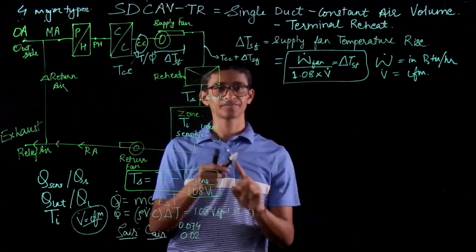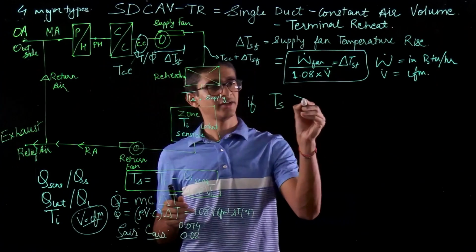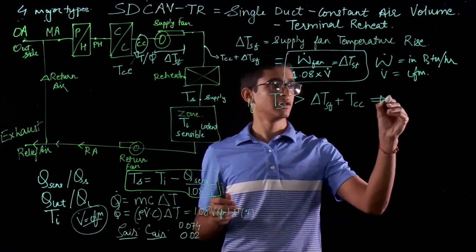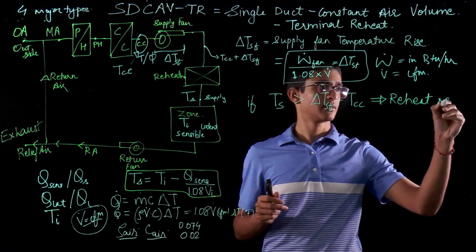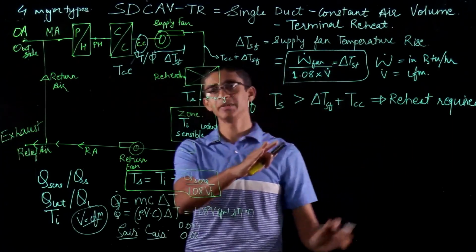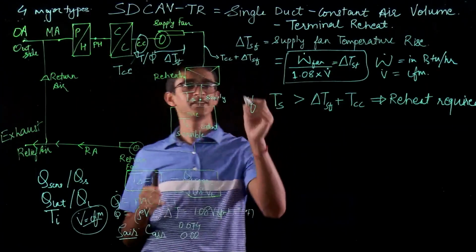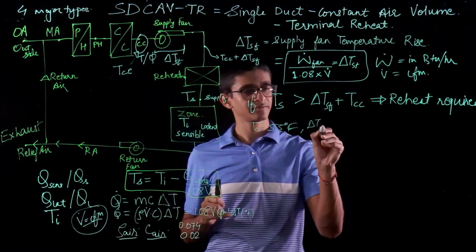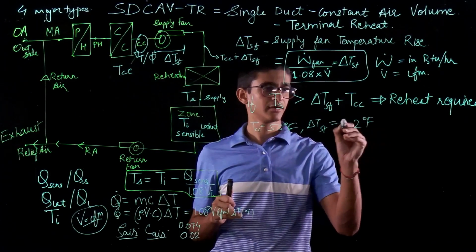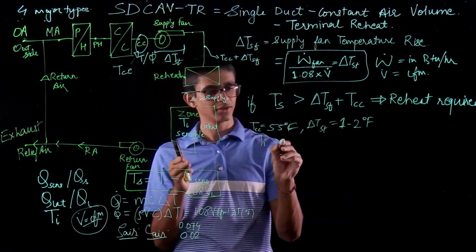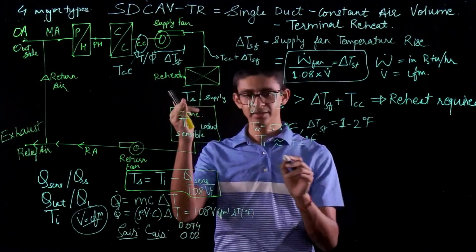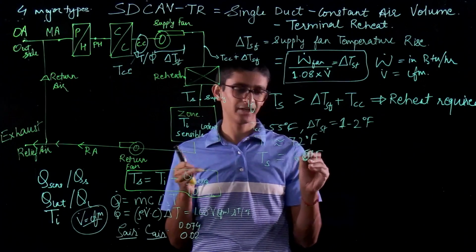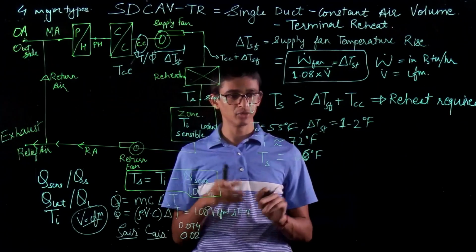So now if my TS is greater than delta TSF plus TCC, then reheat is required. And what does that mean? I am having a very cool air. So if the TCC is usually 55 degrees Fahrenheit and delta TSF usually comes out to be 1 to 2 degree Fahrenheit, and my TI is usually 72 degree Fahrenheit, then my TS will be some 68 degree Fahrenheit maybe, or 66 degree Fahrenheit. I am just taking some random numbers for you to understand it better.